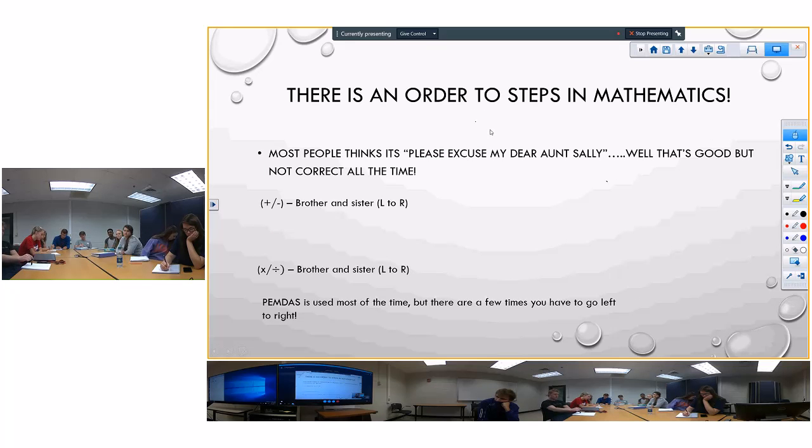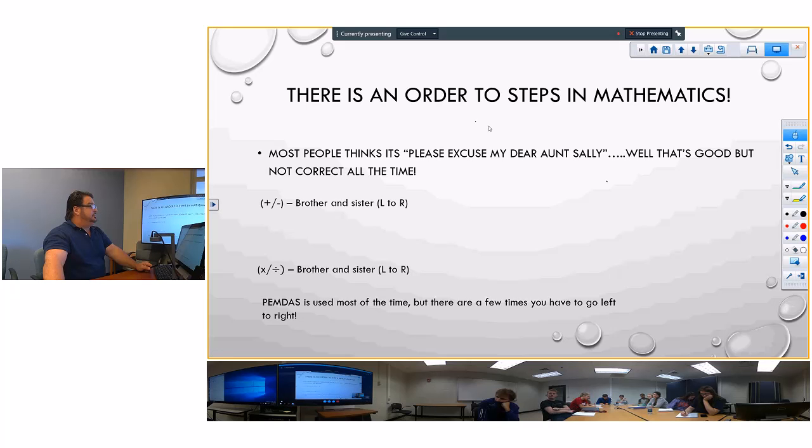In mathematics, you have brothers and sisters. This is a Hubertism. You're not going to see this in any book. The brothers and sisters are addition and subtraction and multiplication and division. Why are they brothers and sisters? Because they always undo each other. They're always arguing, the opposite of each other. Plus and minus always undo each other. Multiplication and division always undo each other. If you have brother and sister in a mathematical sentence, you go left to right.